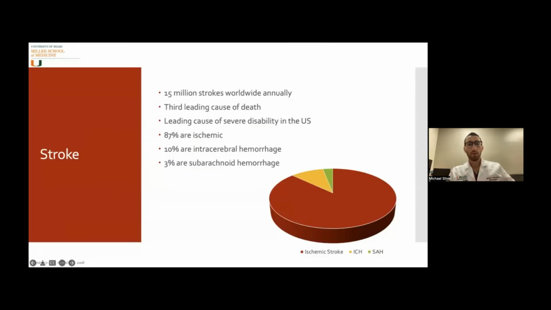So some epidemiology. Stroke is very common, 15 million strokes worldwide each year. It's the third leading cause of death. And if you look just at the US, it's actually the leading cause of severe disability. So obviously a very large burden on society and on our healthcare system. We in neurosurgery deal mostly with hemorrhagic stroke, so it's easy to forget that the vast majority of strokes are ischemic, so 87%. The smaller slice of the pie is hemorrhagic stroke, so 10% ICH and 3% subarachnoid hemorrhage.